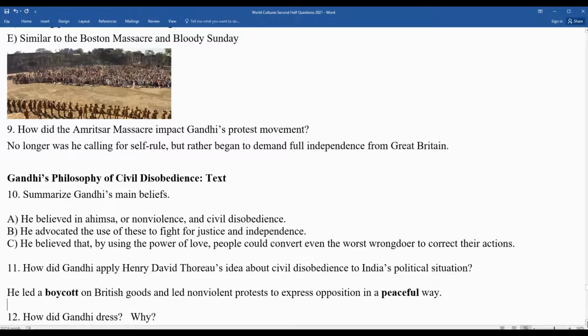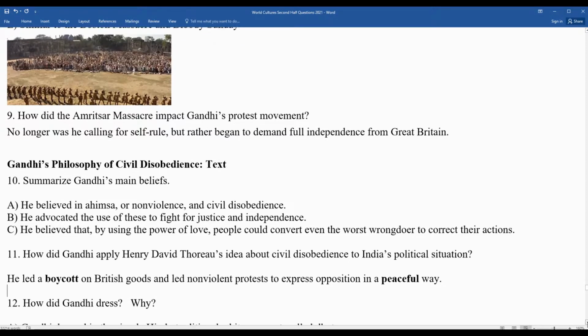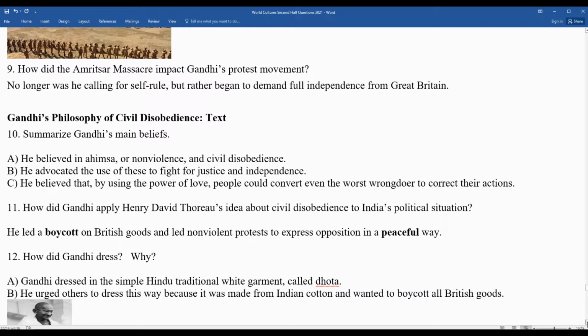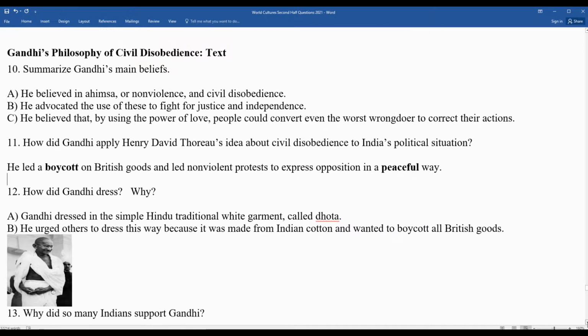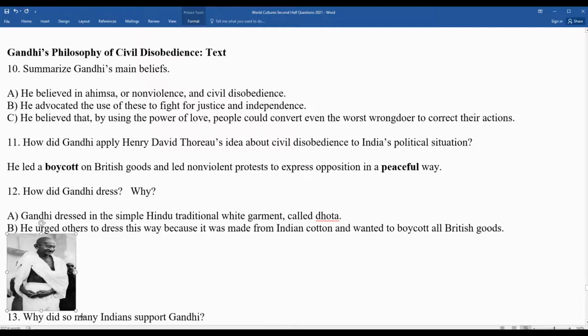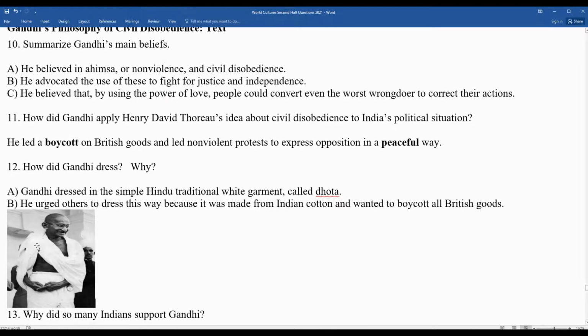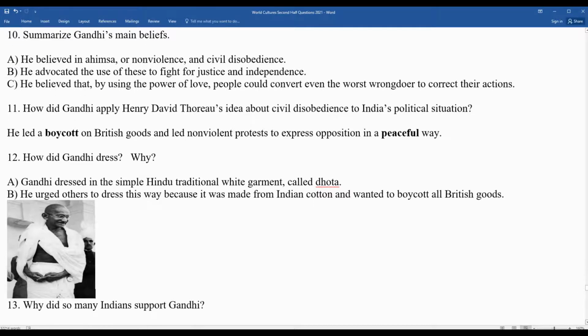Speaking of fashion, how did Gandhi dress? Why? You can see the imagery there. So Gandhi dressed in a very simple Hindu tradition, white garment called the dhoti. He urged others to dress this way because it was made from Indian cotton and wanted to boycott all British goods.